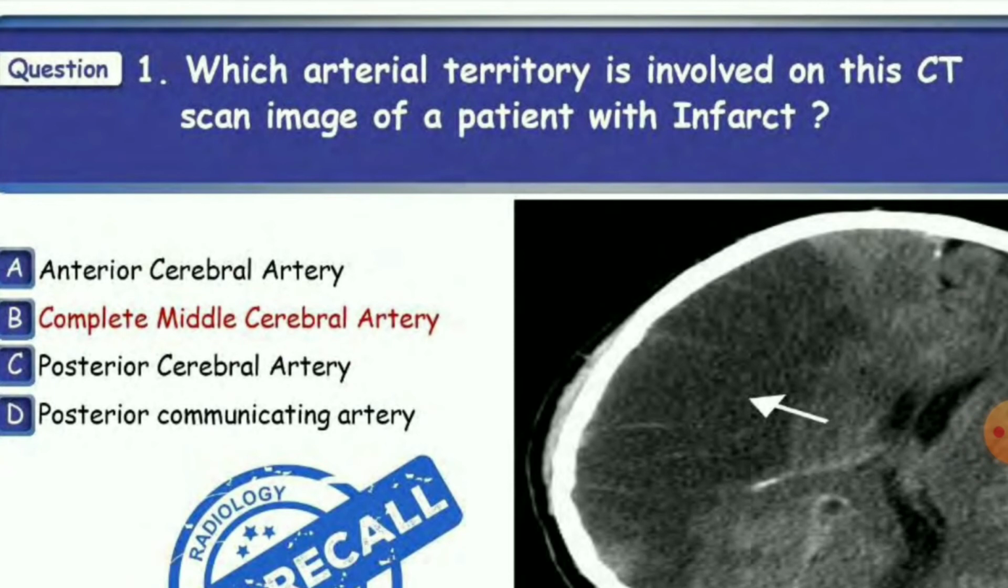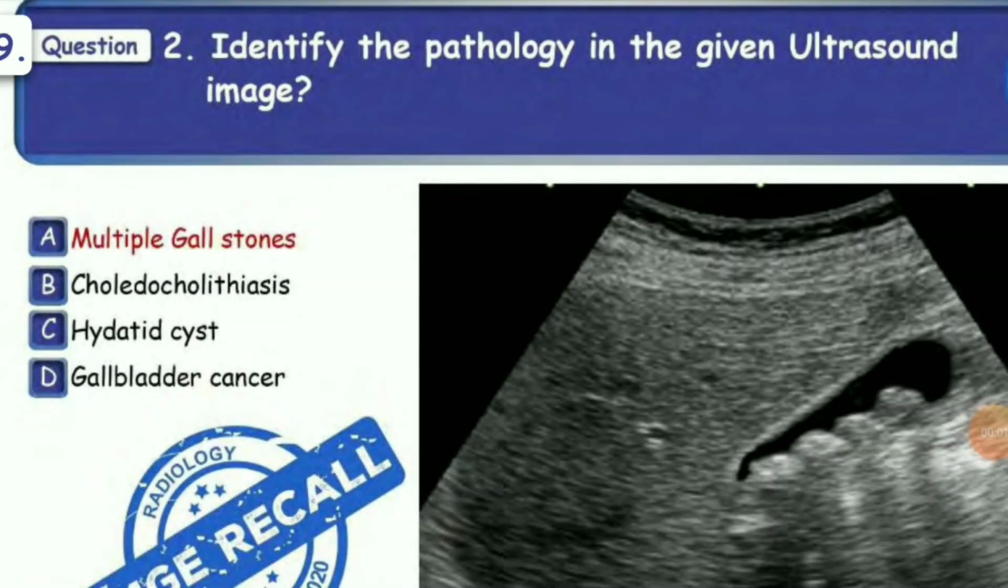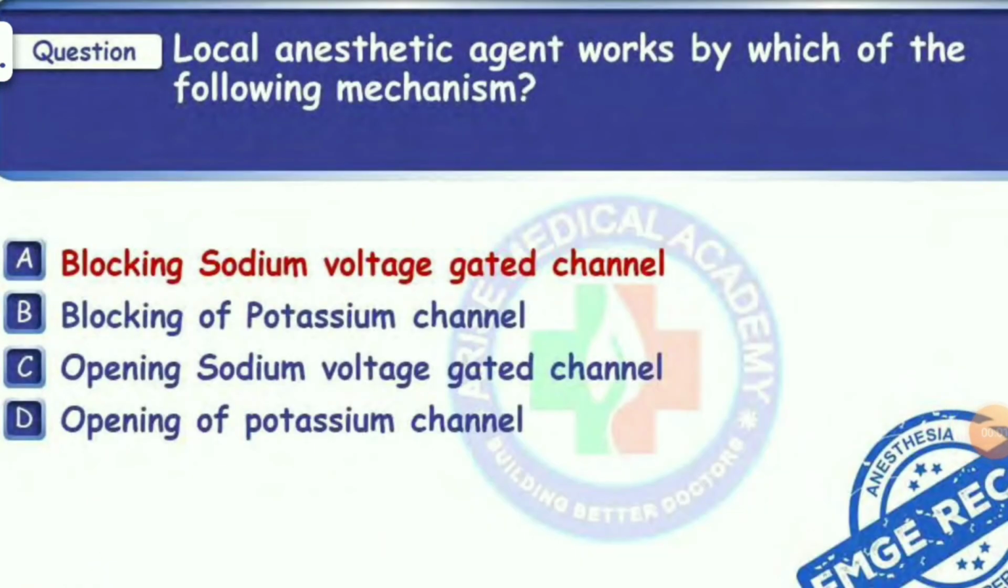infarct? The answer is complete middle cerebral artery. Next question, identify the pathology in the given ultrasound image. The answer is multiple gallstones. Next question, local anesthetic agent works by which of the following mechanism? The answer is blocking sodium voltage gated channel.